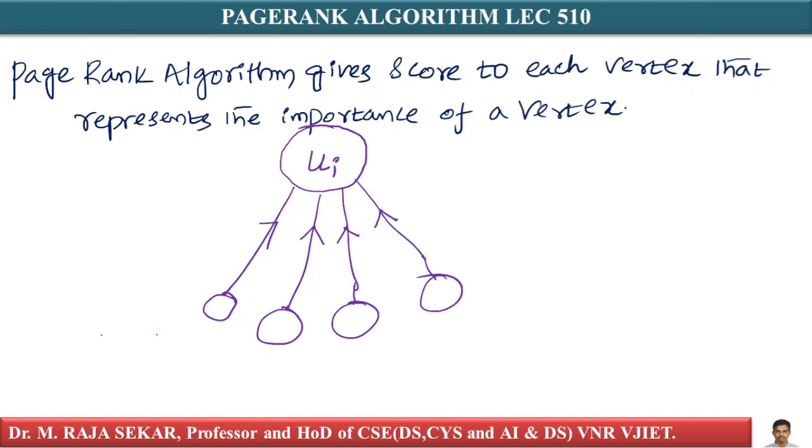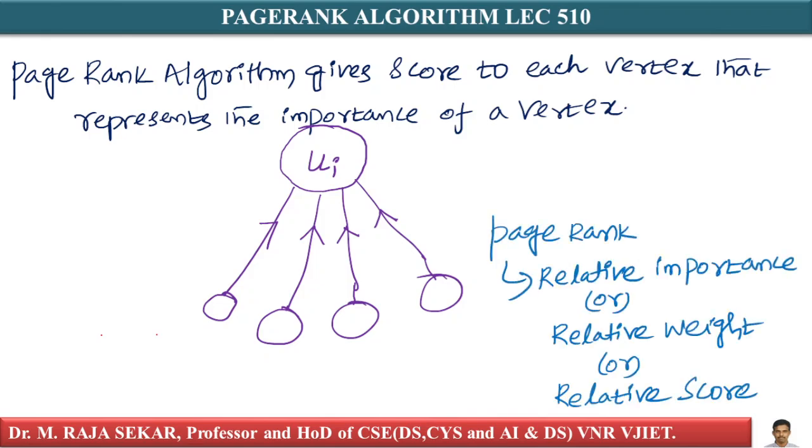So PageRank will tell us the relative importance, the relative weight or the relative score of each of these vertices, based on how important they are in the graph.